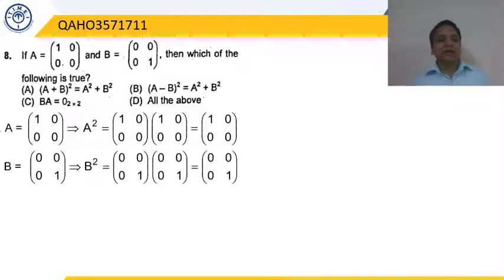Let's try for B. B is 0 0 0 1. So for B square, we have to multiply matrix B by matrix B. Are they compatible for multiplication? Yes. The number of columns of the first matrix is 2 and the number of rows of the second matrix is also 2.